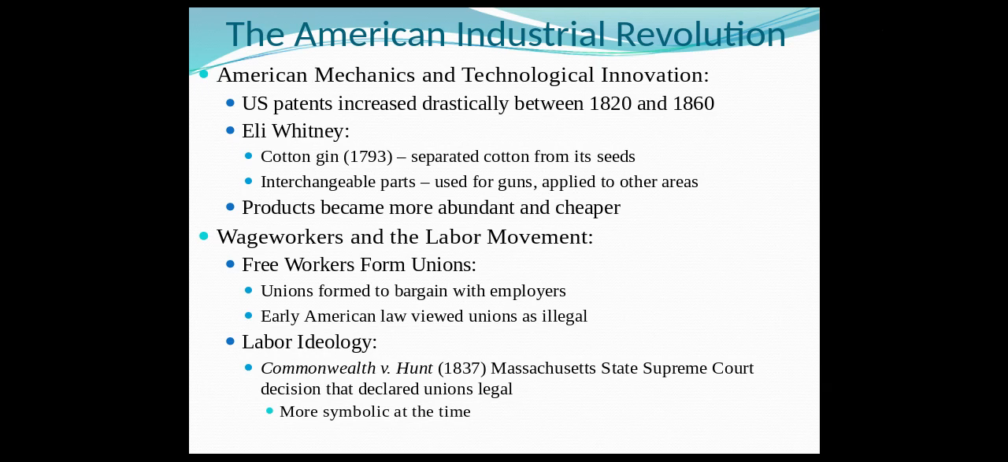In the early days, American law viewed unions as an illegal entity, which was bad. They ruled against unions. That's going to change, very important. It's going to change in Commonwealth versus Hunt in 1837. The Massachusetts State Supreme Court declared unions legal in that state. It's more symbolic at the time. It's not like labor rights are gaining a whole lot, but it is a moral victory, and it is going to lead to better victories down the line.